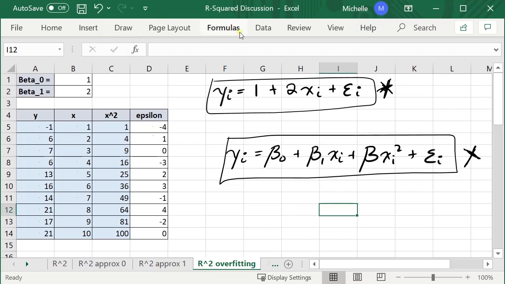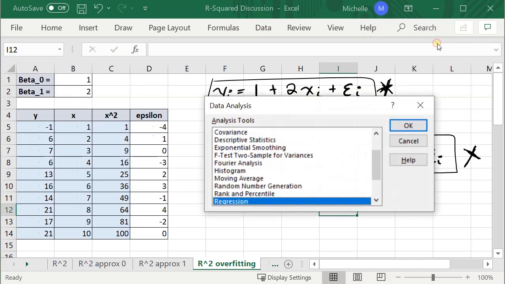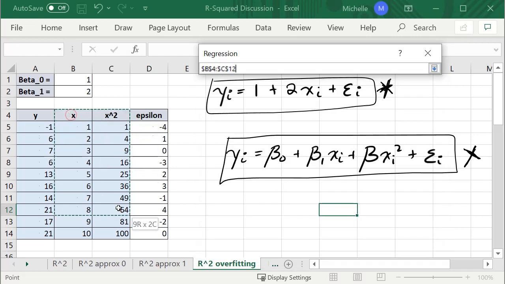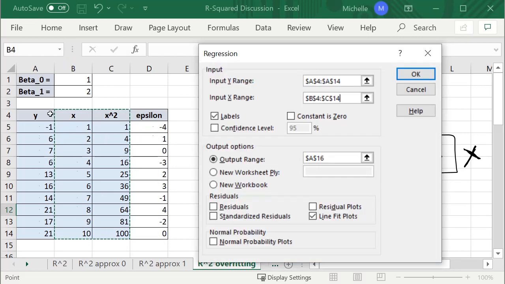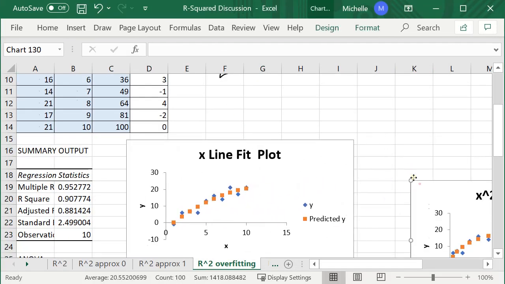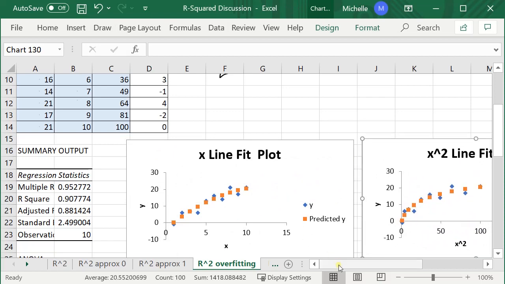Let's see. So let's go to data, data analysis, press regression. Your y values are still going to be right there. But your x values now, let's delete this, and let's highlight both of these x values, B and C. Okay, so I've highlighted all of them. I still have the labels, and I still want my output on the same page. So I'm going to press OK. Okay, I should have 2 plots, one for x and one for x squared.